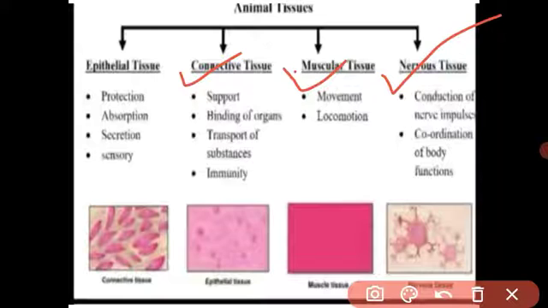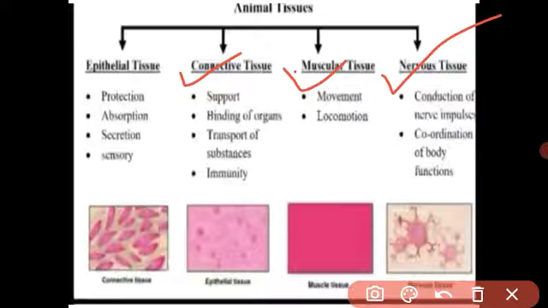Stimulus means, beta, any change in the environment that causes a change in our body. For example, when the winter season is going on, we feel very cold. When the summer season is going on, we feel very hot. Suddenly, accidentally, we touch a hot pan, we feel hotness. The hotness is the stimulus, coldness is the stimulus. Got it, student? Whatever change happens in the atmosphere, and because of it our body reacts, it is called the stimulus.